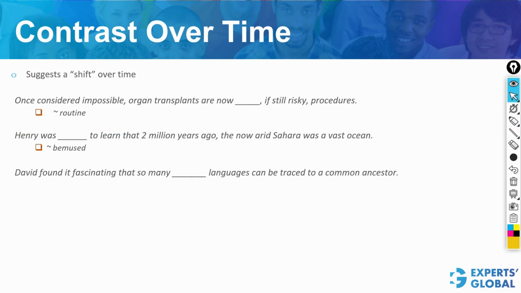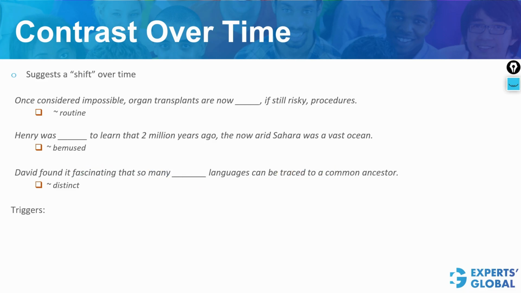One more example. David found it fascinating that so many certain languages can be traced to a common ancestor. So once again, we see a shift over time. What was earlier one language has derived into so many, something like distinct languages, and David finds this fascinating.